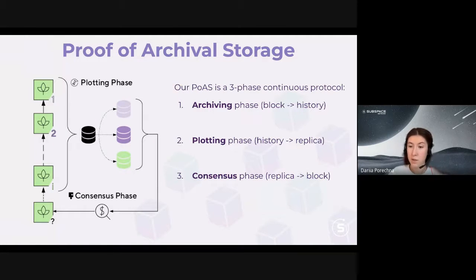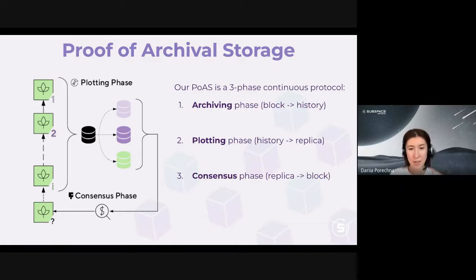The third phase, once the plotting phase is done, is called the consensus phase: given the replicas and given a challenge from a secure randomness beacon, audit the plots, that is the replicas, for a solution that satisfies some predefined threshold. And if you find some, return a proof, propose a block. And so it goes on and on in the loop.